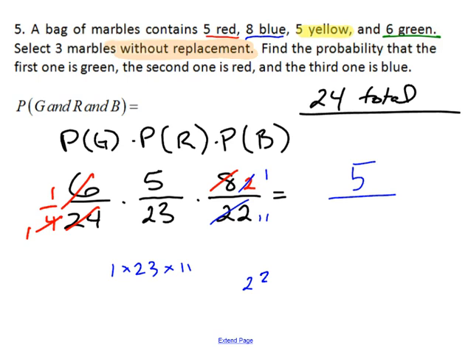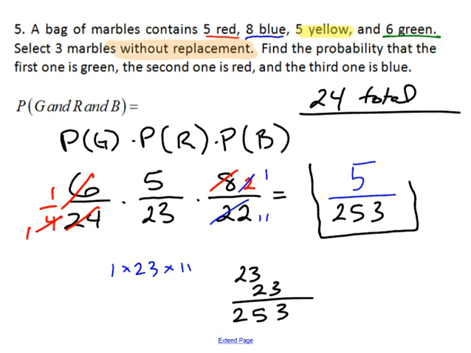23 times 11 ends up being 253. I was thinking 23 squared for some reason. So 253 is what 23 times 11 is. So 5 out of 253 is the likelihood that this scenario plays out, that you reach in and you draw out 3 marbles, and this is how they come out: green, then red, then blue.